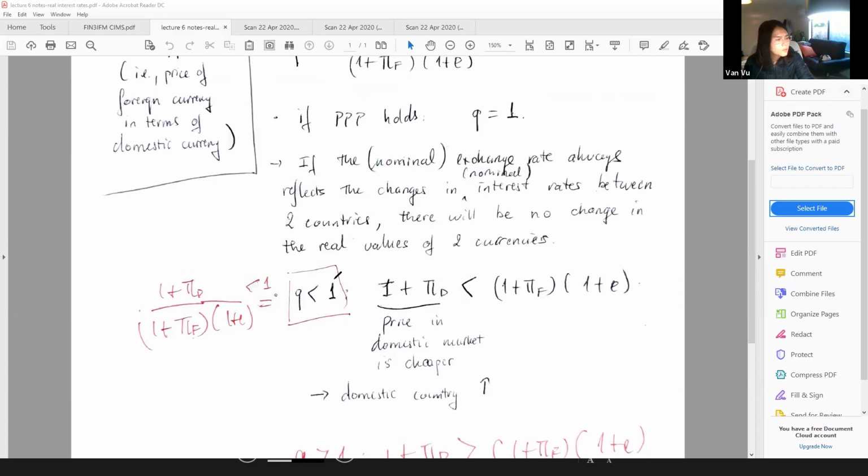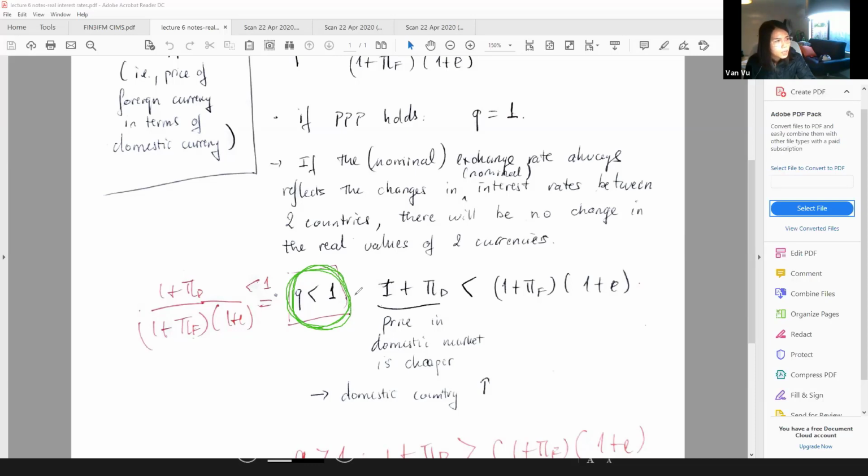Okay, so what if the PPP does not hold? Okay, so when the PPP does not hold, when the changes in the prices are not met by changes in the relative exchange rates, then you will see a change in the actual real exchange rate. Okay, so whenever PPP does not hold, then you will see a change in your real exchange rate.